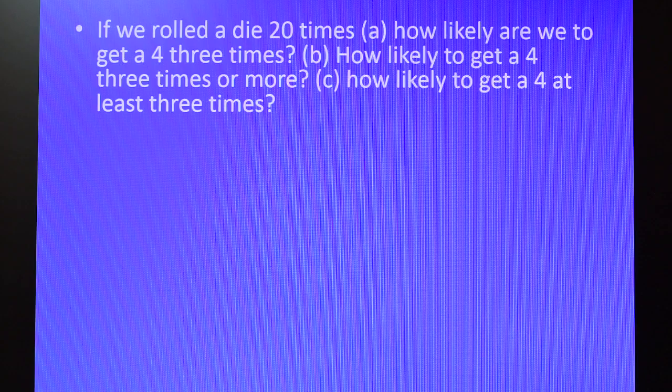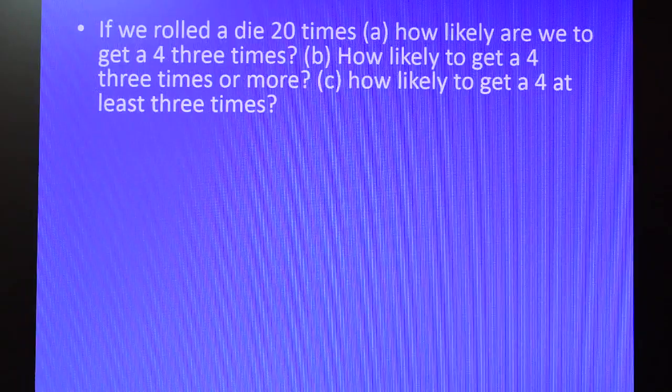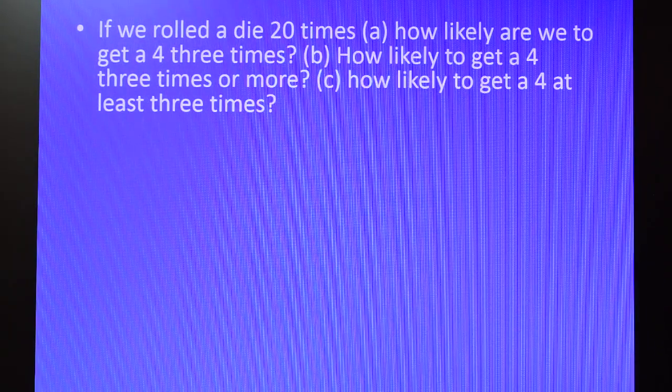If we roll a die, that's the singular of dice, 20 times, how likely are we to get a 4 3 times? How likely are we to get a 4 3 times or more? How likely are we to get a 4 at least 3 times? First of all, we might ask, is this a binomial problem in the first place?